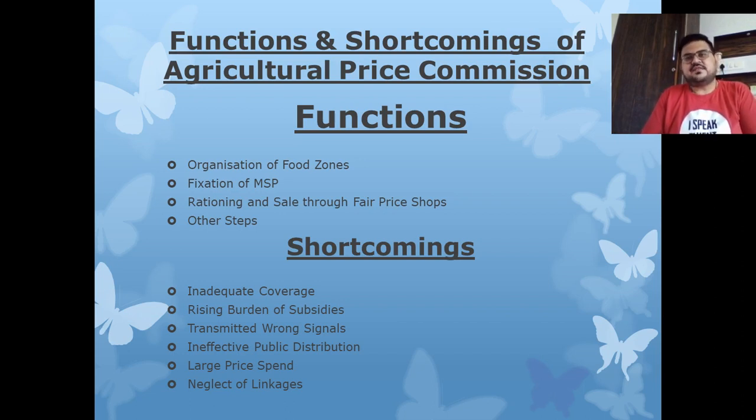What are the limitations? There is inadequate coverage. We are not able to cover a lot of area with the agricultural price commission. Because of this, we have to give subsidies to farmers, subsidies to agricultural producers, and there's a lot of burden on the system on subsidies. We end up giving wrong signals to the market. We think that if we set a price, we are going to create a good trend, but that is not the case. Our public distribution is very ineffective because of these shortcomings. Then we end up spending a lot. We neglect any kind of linkages, whether interstate or global linkages. So these are the shortcomings of agricultural price commission.